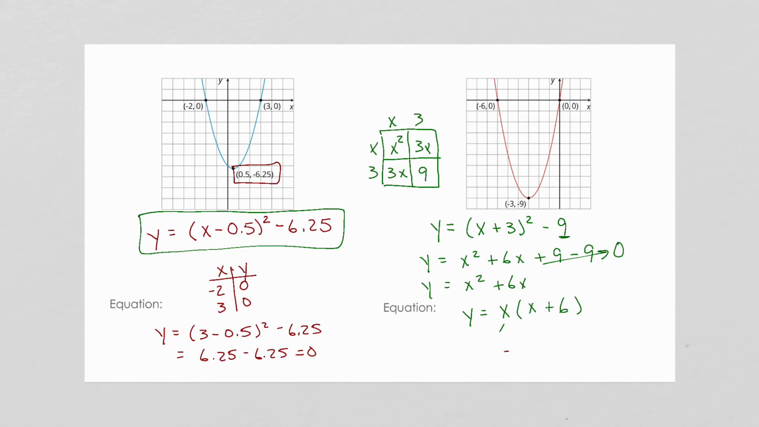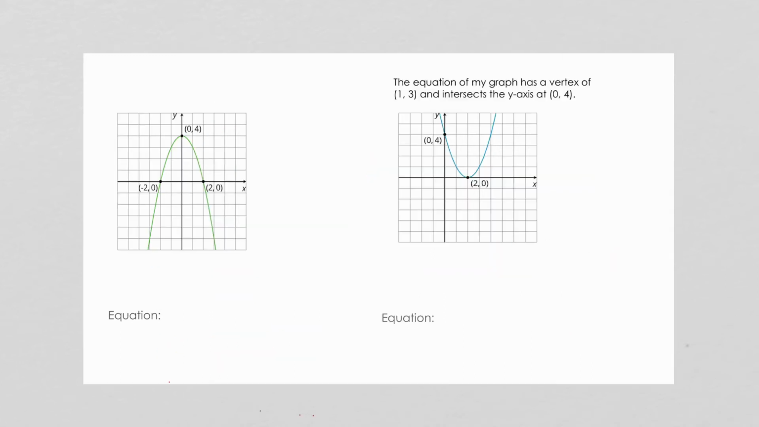Well, that tells us that our two roots, or our two x-intercepts, would be at x = 0 and at x = -6. And that is exactly what we have up here, (-6, 0) and (0, 0). So we know, again, that this equation works. We verified it. In this example, we're given x-intercepts and the vertex, which is also the y-intercept in this particular example. So I'm going to choose here to use intercept form.